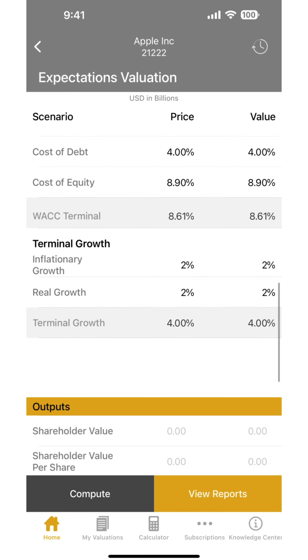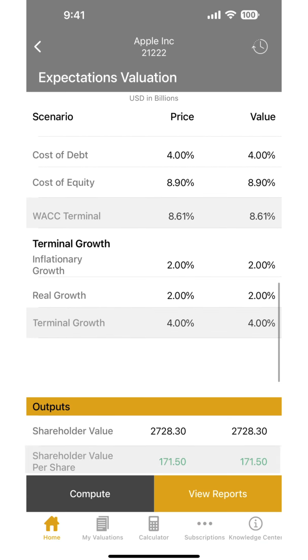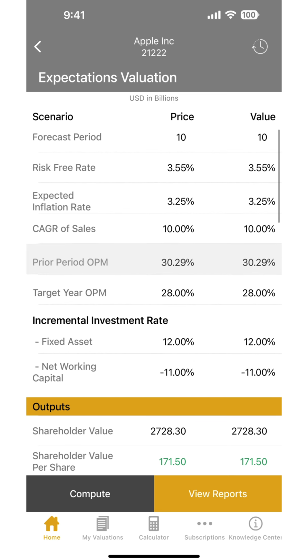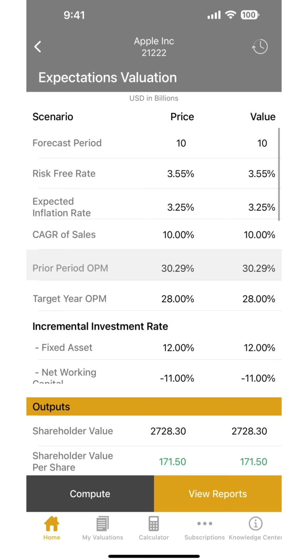Now, let's compute. As you can see, the shareholder value is greater at $171 per share than the current market price of $148 per share. So, we need to iterate value drivers to equate the shareholder value per share to current market price.